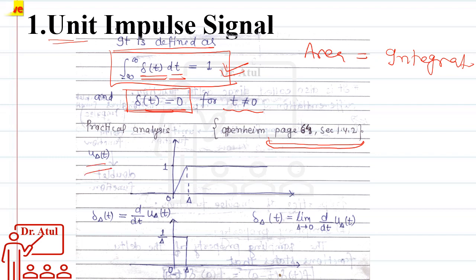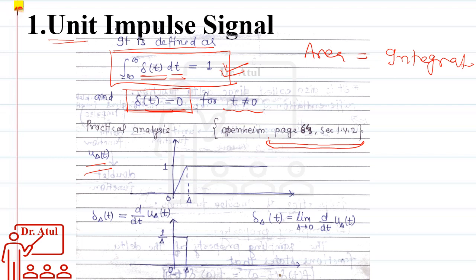They have taken one signal, the step signal. This is a practical step signal, while the ideal step goes directly to 1 without any time. Instantaneously it becomes 1, but practically this doesn't happen. Practically it will go slowly and become 1. Therefore, in this example I have taken this practical signal going to 1 in delta time.